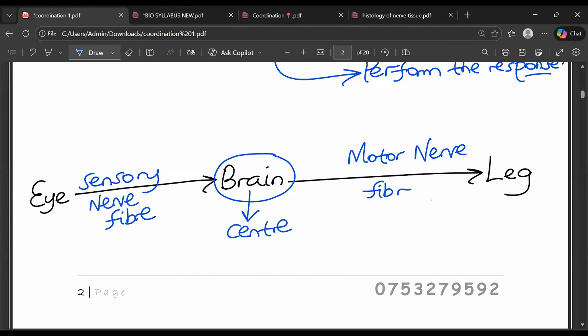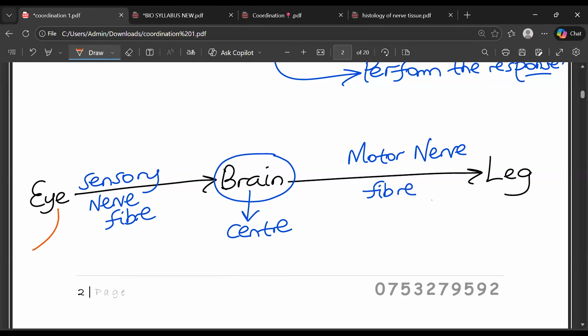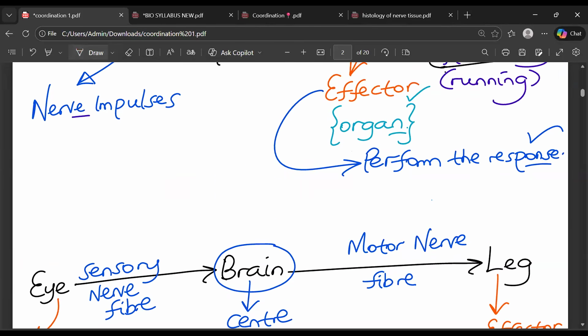Motor nerve what? Motor nerve fiber. Then you guys added and told me that this eye will be acting as our receptor. And then this one will be acting as our effector in this case. And you told me this one performs the response, this one receives the stimulus. I don't want to repeat that. Now, this one is at the center. And the other thing that I really had to talk about but forgot.